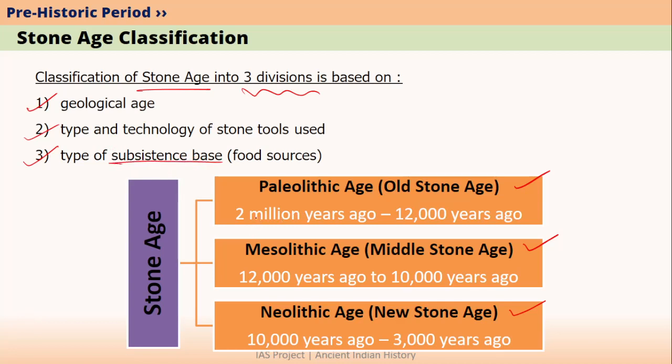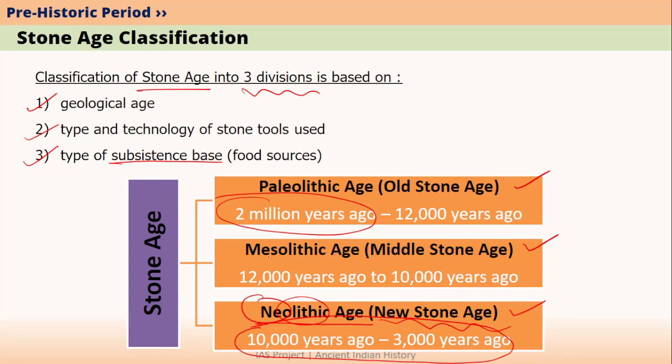Accordingly, we have seen that Paleolithic Age was the first part of Stone Age. Therefore, it is also the oldest part of the Stone Age. And we called the newest part of Stone Age as Neolithic Age. Neo means new, lithic means stone. Therefore, Neolithic Age is also called as New Stone Age. The timeline for Neolithic Age in India is roughly from 10,000 years ago to 3,000 years ago.